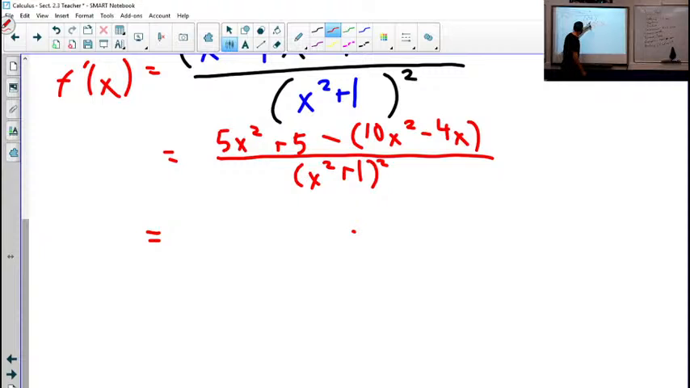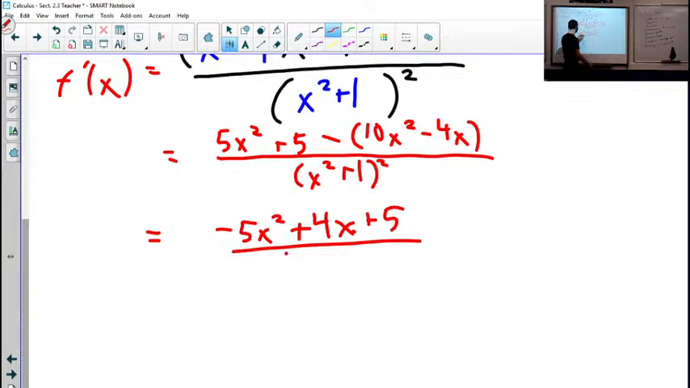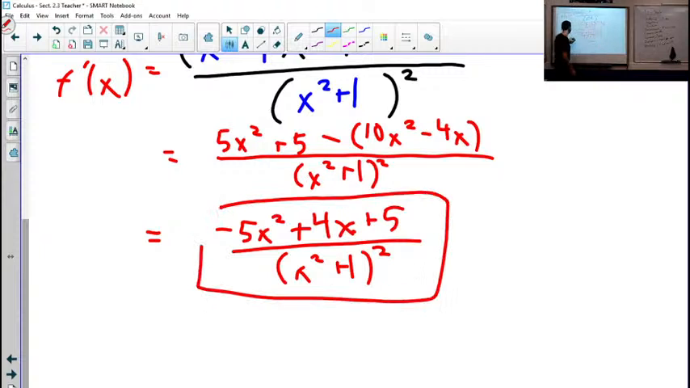Equals, I've got a 5x squared minus 10x squared. That's going to be a negative 5x squared. This is a minus a negative 4x, so this is going to become a plus, 5 over x squared plus 1 squared. Most of the time, it's not going to be worth it to write out the stuff on the bottom to expand and square it out.